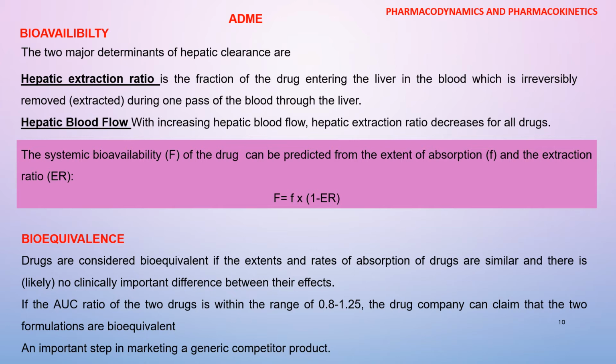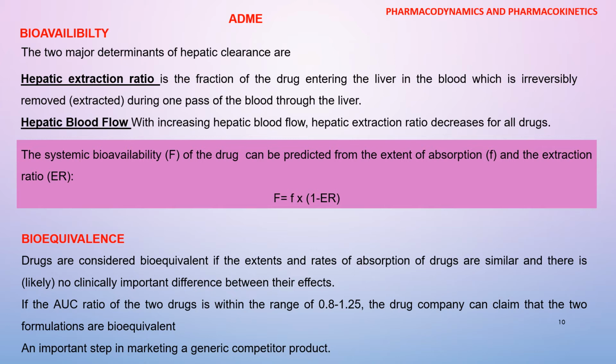The systemic bioavailability of a drug can be predicted by the extent of absorption and the extraction ratio by the formula: bioavailability is equal to the product of the extent of absorption and 1 minus the extraction ratio.